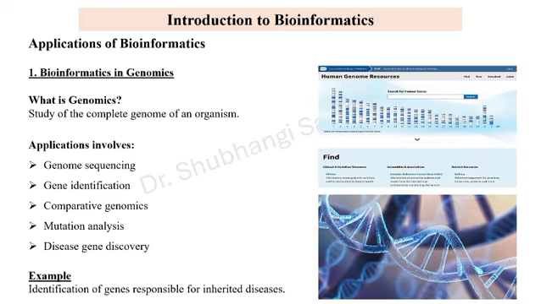So now let us discuss the applications of bioinformatics. The first application area is genomics. Genomics is the study of the complete genome of an organism. Bioinformatics helps in genome sequencing, gene identification, comparative genomics, mutation analysis, and disease gene discovery. For example, scientists use bioinformatics to identify the genes responsible for inherited genetic disorders.